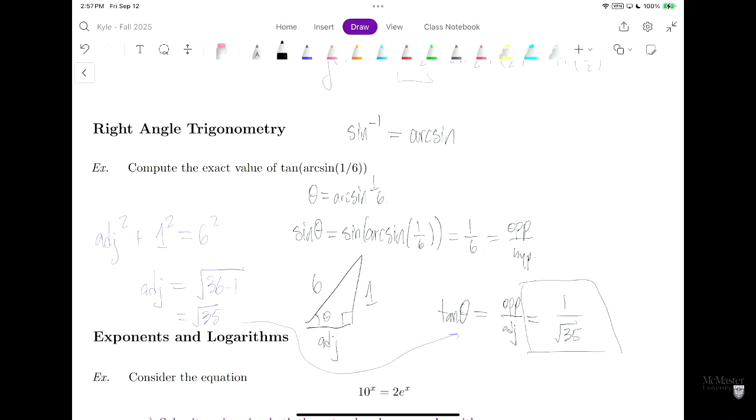What other questions do we have? What if theta is an obtuse angle? I'm not sure I understand. Here we have a right angle triangle. If there was any obtuse angle, then the angles would add up to more than 180.